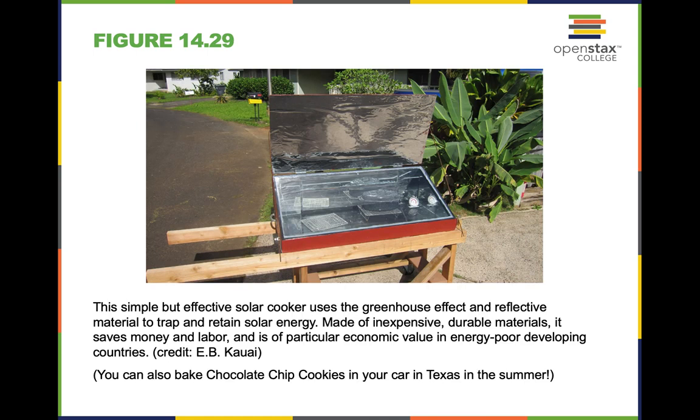So for here, this simple but effective solar cooker uses the greenhouse effect and reflective material to trap the retained solar energy. Made of inexpensive, durable materials, it saves money and labor and is of particular economic value in energy-poor developing countries. And that will do it for chapter 14.